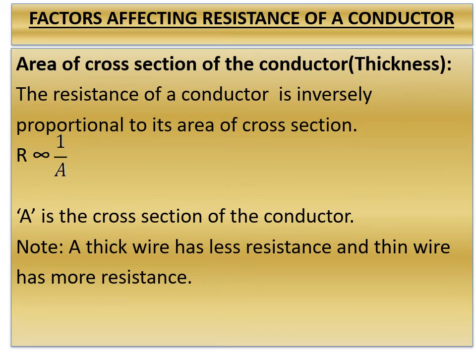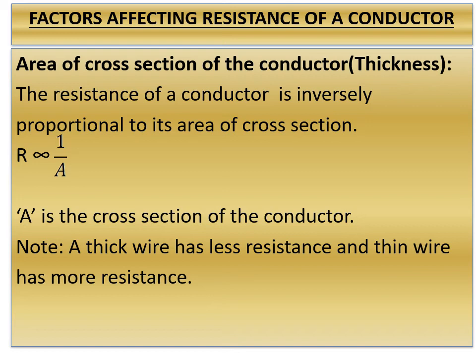So the second factor is area of cross section of a conductor, or we can call it the thickness of a conductor. The resistance of a conductor is inversely proportional to its area of cross section. That means R is inversely proportional to A, where A is called the area of cross section. And here just listen, children. When the area of cross section of a wire is doubled, the resistance gets halved. And if the area of cross section of a wire is halved, the resistance will double.